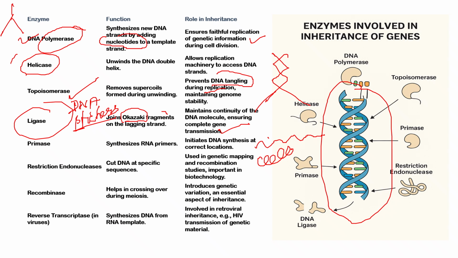Then coming to primase. Primase is for the synthesis of RNA primers. It initiates DNA synthesis at the correct location. The location where DNA synthesis should take place is determined by the primase enzyme.